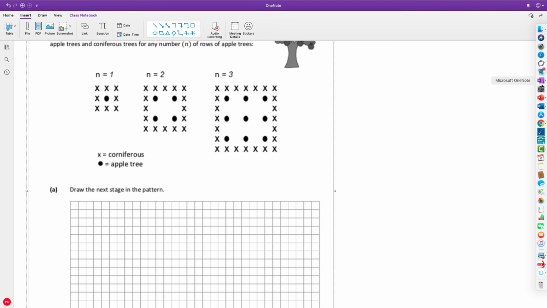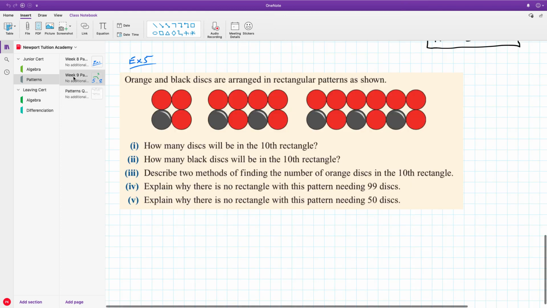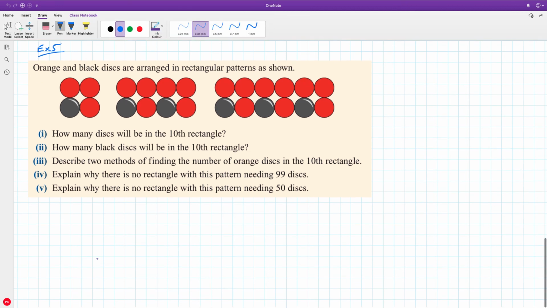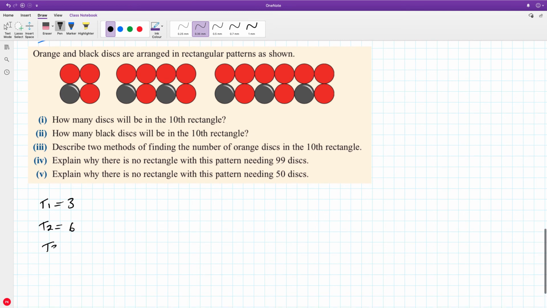Right. Let's look at it so. Right, Julianne, you're going to help me with the first one. So, how many orange discs in T1? Orange? 3. Emer, how many orange discs in T2? 6. Grace, how many orange discs in T3? 9. So, Dermot, what's the difference for the orange discs? 3. And what's T0 do we reckon, Julianne?